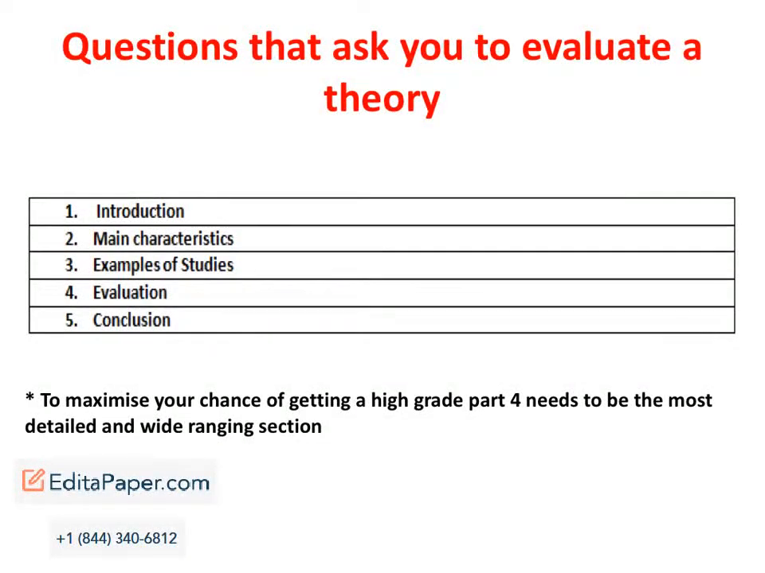Now, one of the most common mistakes that students make with this type of essay structure is they spend a lot of their time describing the main characteristics of the theory and describing key writers and studies, and then they don't spend enough time evaluating the strengths and weaknesses of the theory. And that is a big mistake, because the bulk of the marks for longer essay questions are tied to this skill of evaluation. So you need to build in plenty of time to really consider and weigh up the strengths and weaknesses of the theory. This section number 4 needs to be the longest part of your essay.